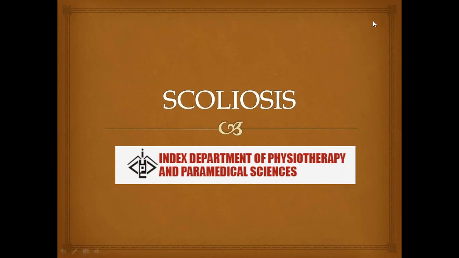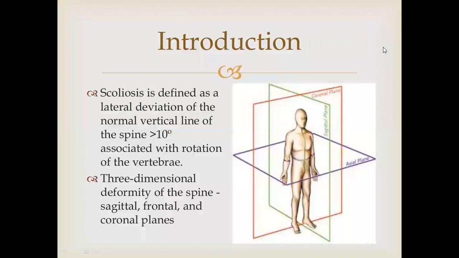Today we will be discussing scoliosis. Let's move forward to the introduction. Scoliosis is defined as a lateral deviation of the normal vertical line of the spine above 10 degrees, associated with the rotation of the vertebra. It is a three-dimensional deformity of the spine in the sagittal, frontal, and coronal planes.